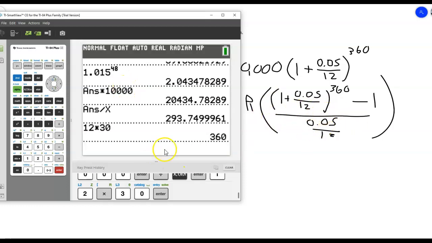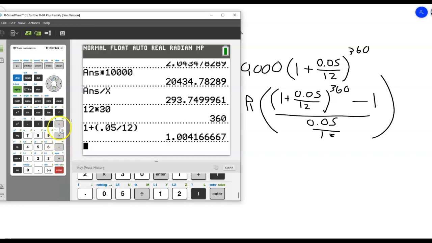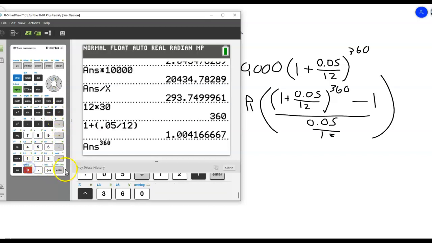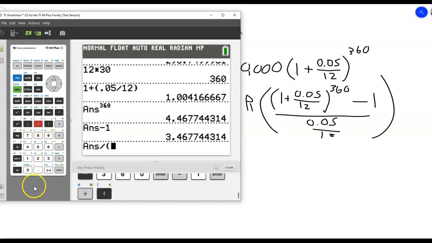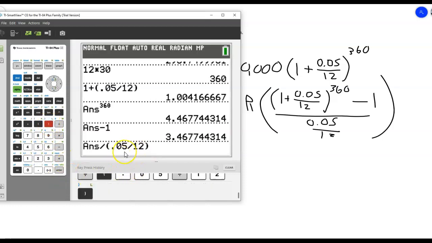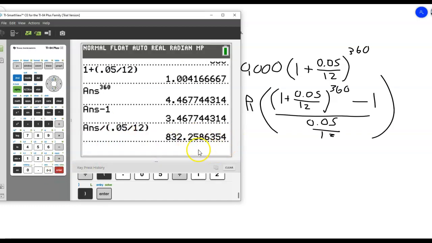So I'm going to start on this side again, and then I'm going to end up saving that number or writing it down. But this is going to be 1 plus, in parentheses, 0.05 divided by 12. So we start with this part right here. Enter. And then we're going to raise that to the 360. Enter. Minus 1. Enter. And finally, I can divide by 0.05 divided by 12. Make sure to put that in parentheses so it does it in the correct order of operations. You don't want it to multiply by the 0.05 first and then divide by 12. And so this is the number on the right. I'm going to either write that down or store it as X.